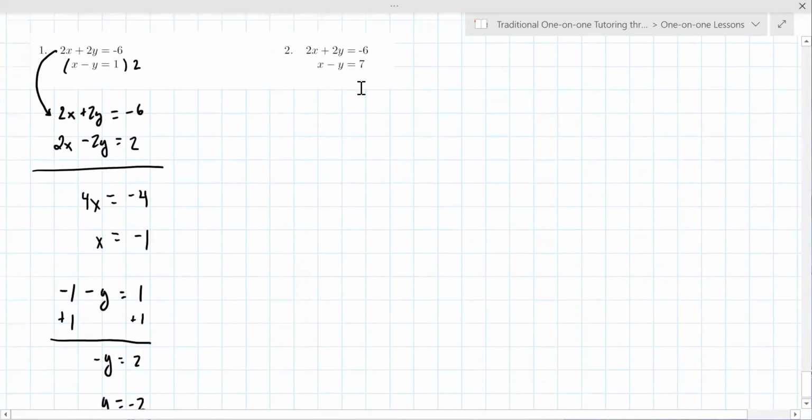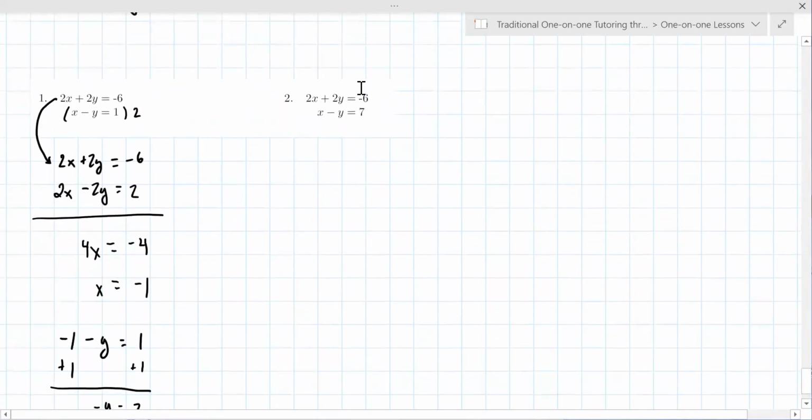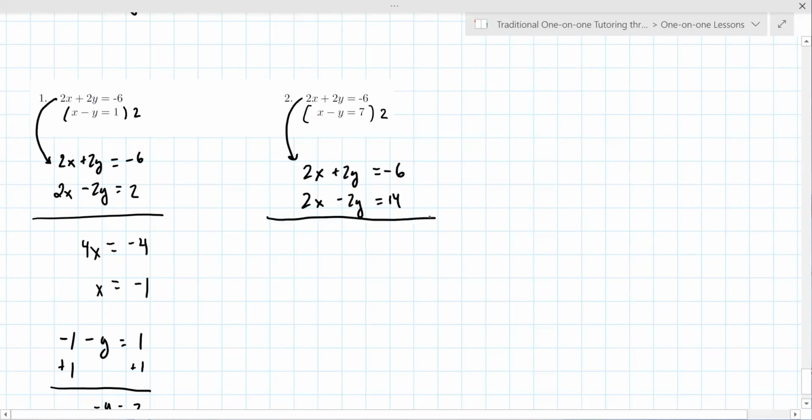So similarly, question number 2, there's an opposite in sign here, so that you would multiply by 2. So you get 2x minus 2y equals 14. You have to multiply everything. It's not a choice. You have to do everything. 2x plus 2y equals -6. Now you can add them.